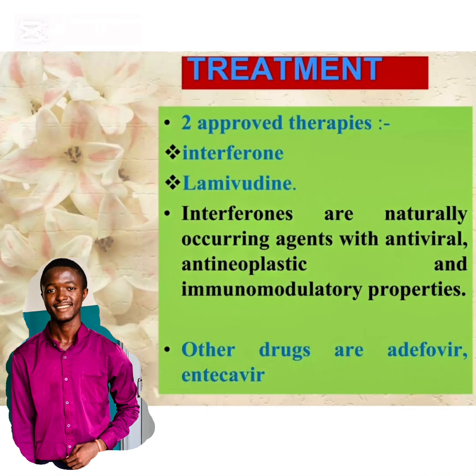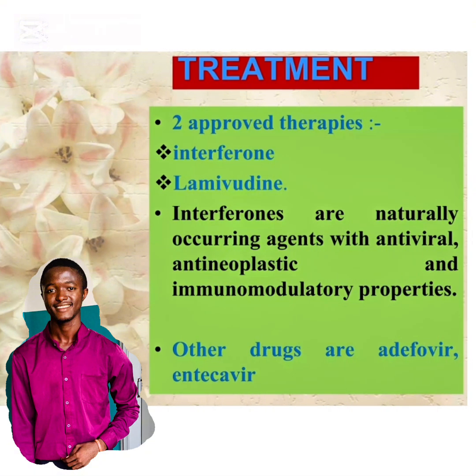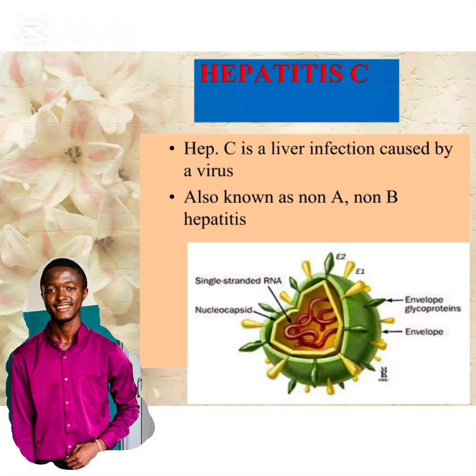Now, for continuation of the treatment, we have two approved therapies, which are interferon and lamivudine. These are the viral medications that, according to healthcare providers, should be taken. Interferon and lamivudine are the most active ones to be taken in hepatitis B.